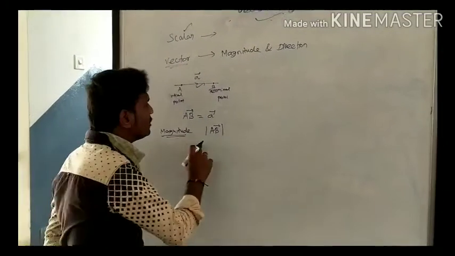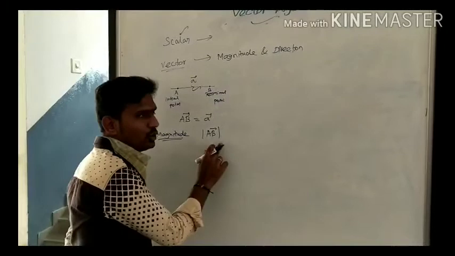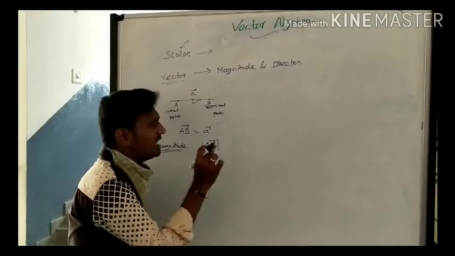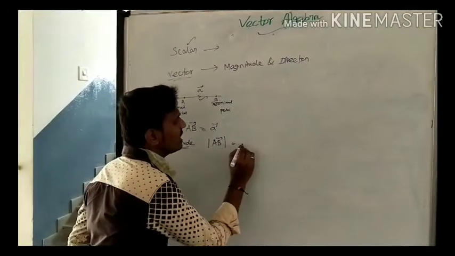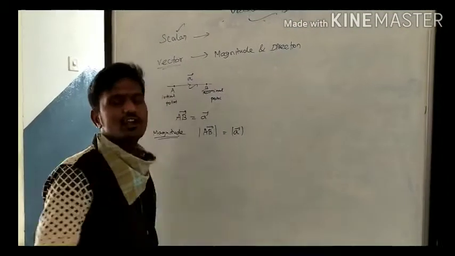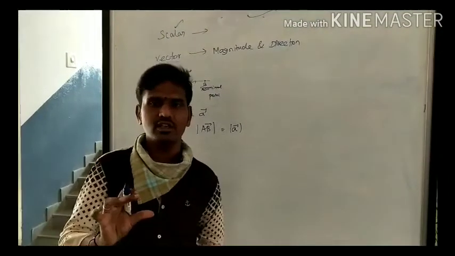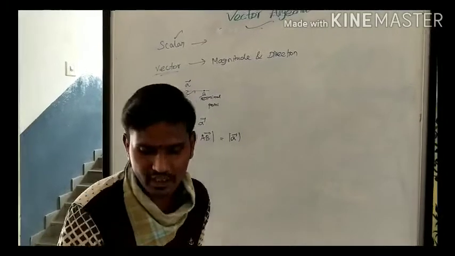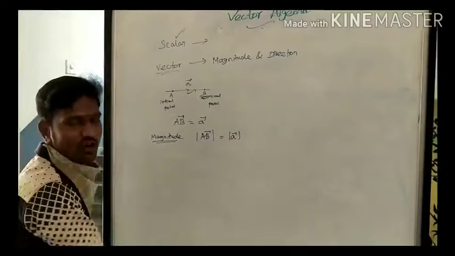Now coming to magnitude. Magnitude, which is represented and read as modulus of AB, is equal to A. So we have to mention the length, whatever the vector may be. Okay. So that's all. So this is your introduction of vector.